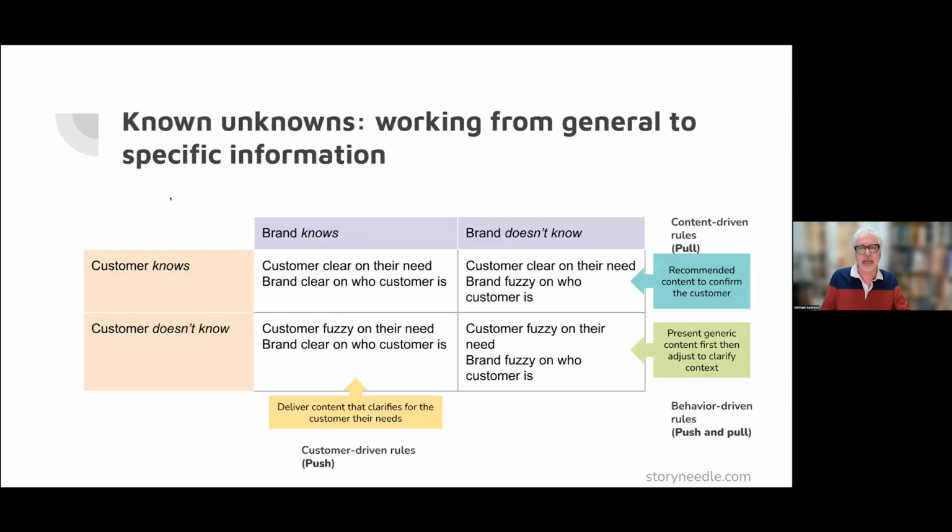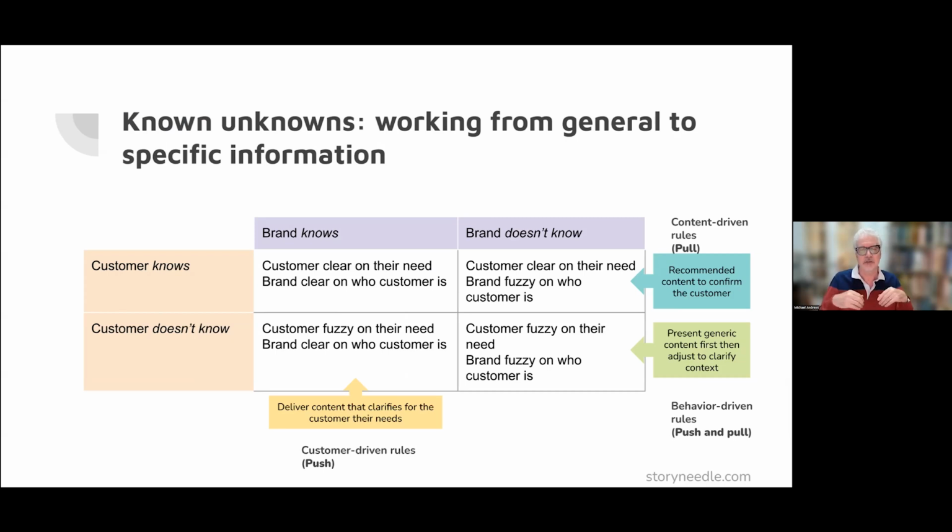So think about it this way. We have known unknowns. And when we know that we don't know certain things, we want to move from giving people general information before we get too specific. So we have two sides to what we know and don't know. In some cases, the brand knows who the customer is. In some cases, the brand doesn't know who the customer is. We have cases where the customer is very clear on what they want. In some cases, the customer isn't clear on what they want. So these things interact together.